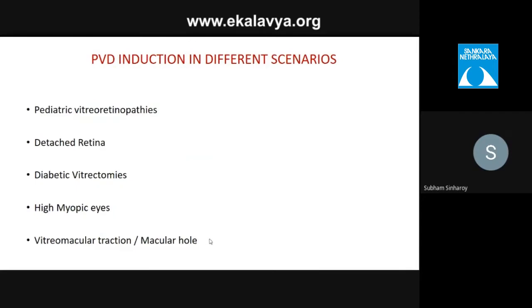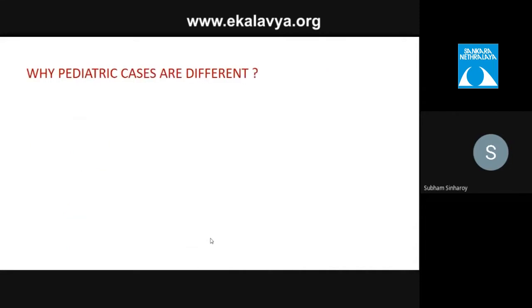So PVD induction in different scenarios, like in pediatric vitreoretinopathies, in detached retina, diabetic vitrectomies, high myopes and macular hole, like we have shown in the previous slides. So coming to the pediatric cases, why are pediatric cases really different from an adult one?